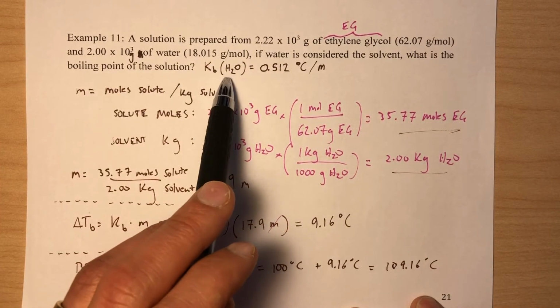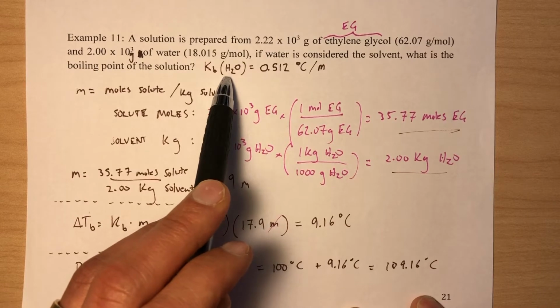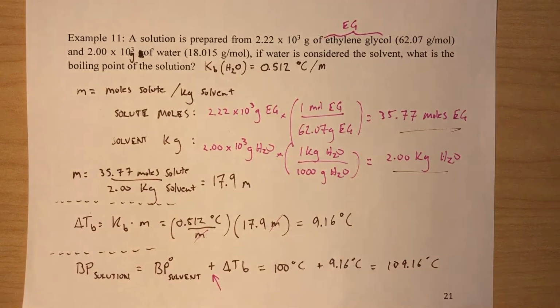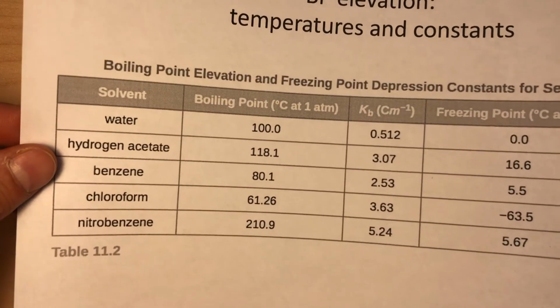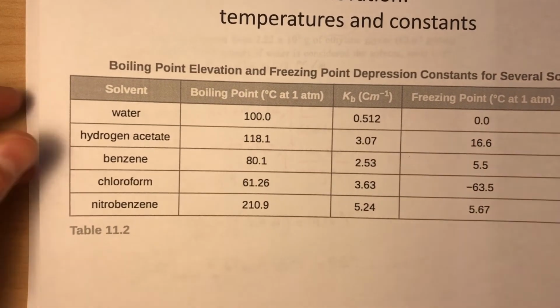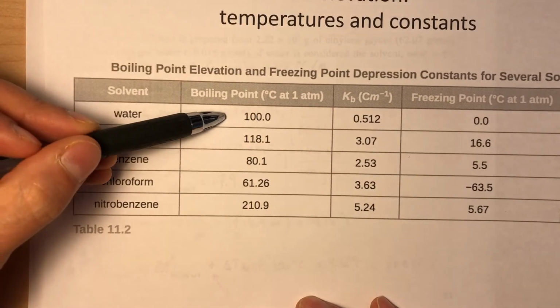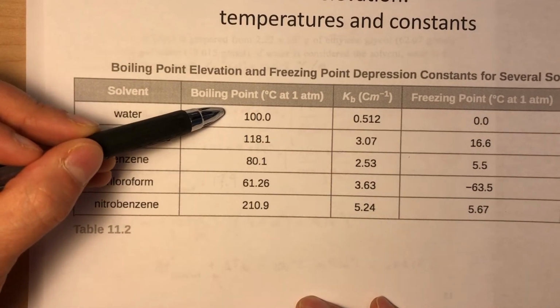Now, K sub B, the boiling point elevation constant for water, is given to us as 0.512 degrees Celsius per molal. And that value is taken from a table that looks something like this, where we have a series of solvents and we have their pure, or the boiling point of their pure solvent.